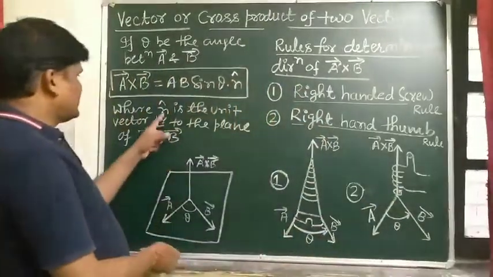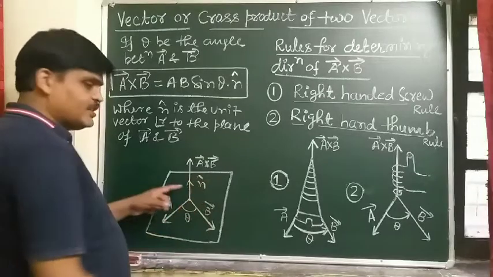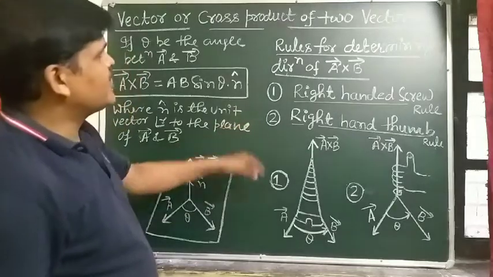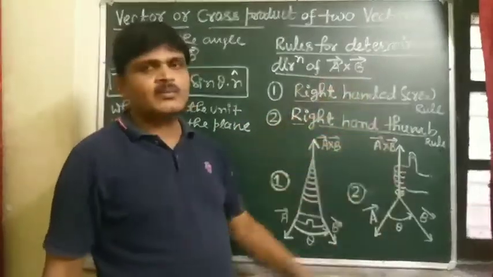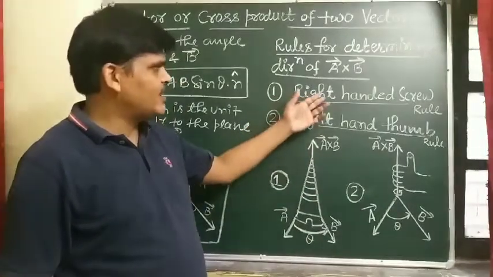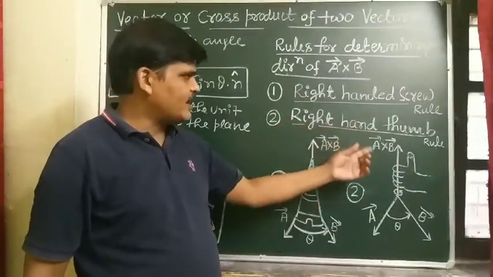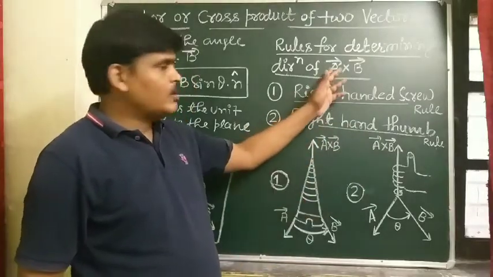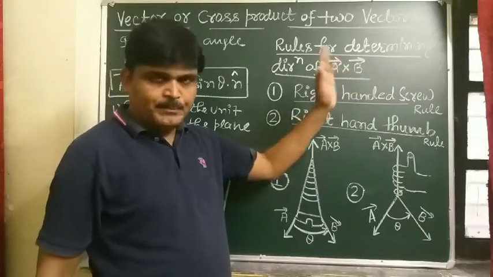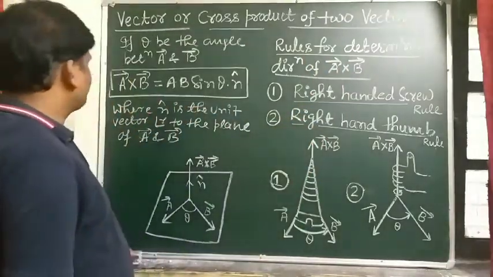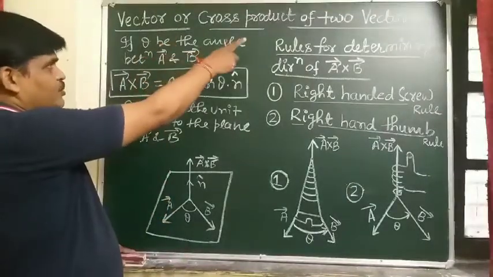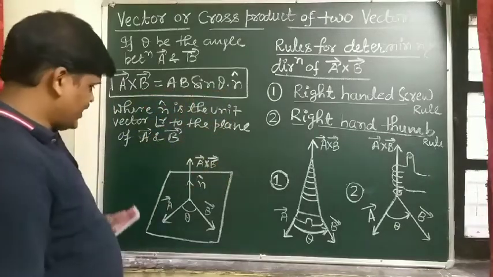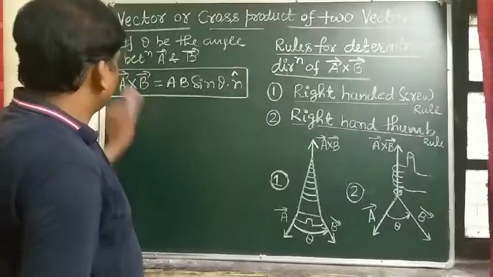Here N is the unit vector, and its direction is perpendicular to the plane containing A cross B. There are two rules for determining the direction of A cross B: the right-handed screw rule and the right-hand thumb rule. With these we can find the direction of vector A cross vector B. The formula for the vector or cross product of two vectors is A cross B equals AB sin theta, unit vector N.